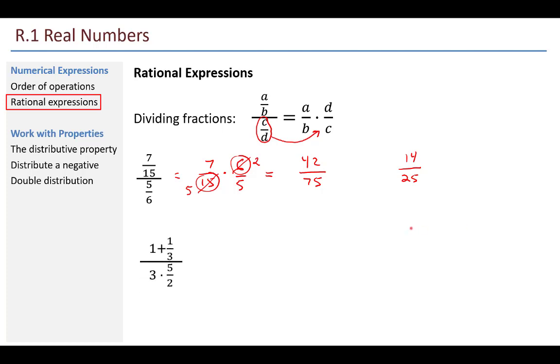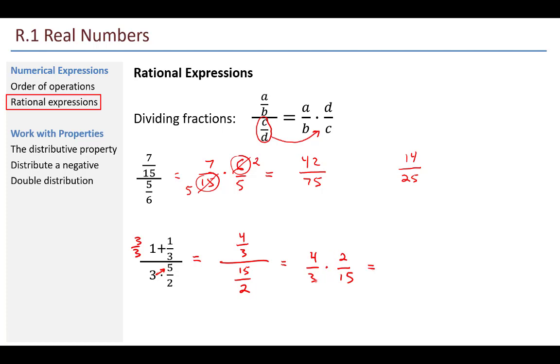How about this guy? Well, I need to do a little bit of work before I divide fractions. 1 is the same thing as 3 over 3, so 3/3 plus 1/3, that's 4/3 on top. And 3 times 5 halves, oh, I can just take the 3 times 5. That gives me 15 halves. Now let's take that fraction on top, 4/3, and I'll multiply times the reciprocal of the denominator, 2/15.